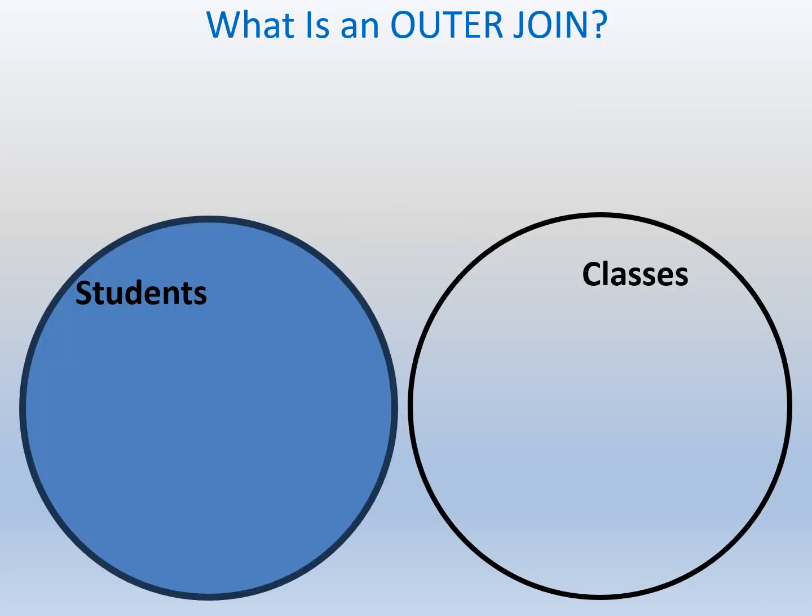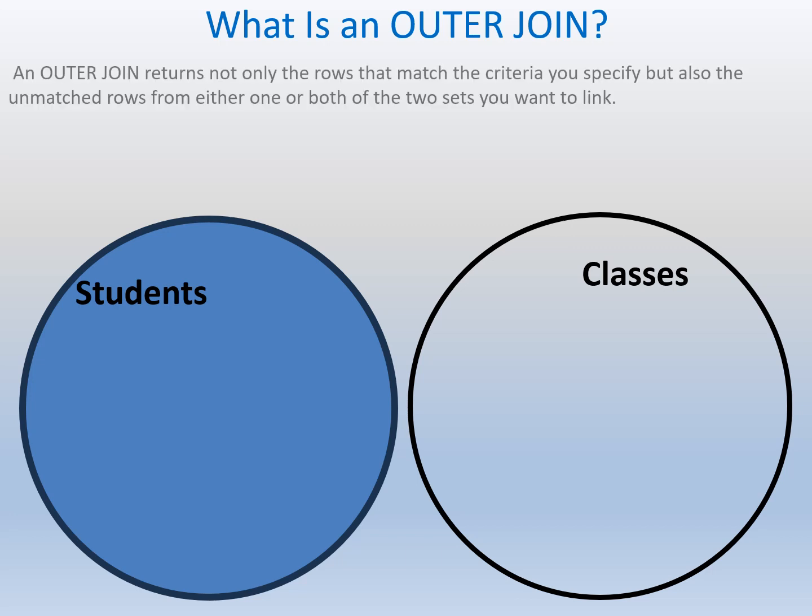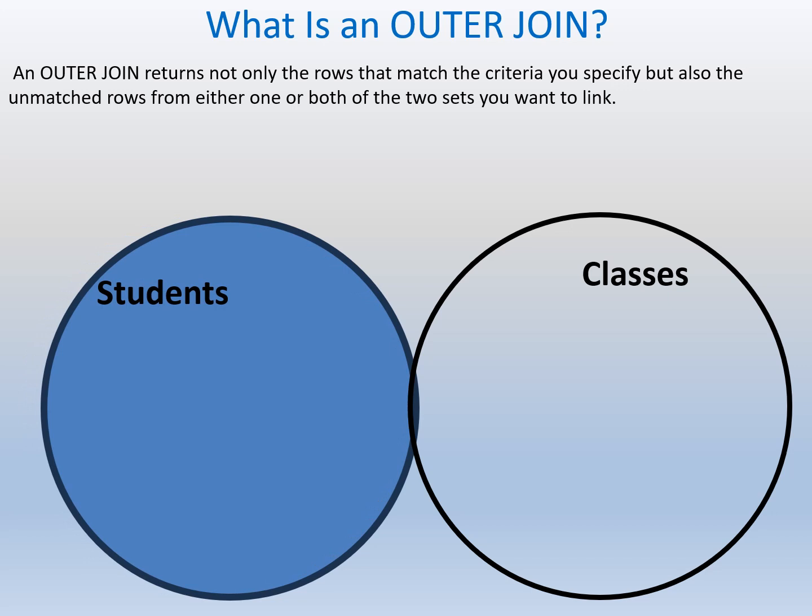An outer join returns not only the rows that match the criteria you specify in your query, but also the unmatched rows from either one or both of the two sets you want to link. In this example, we are linking two sets of data, and we will perform an outer join and return rows that match criteria and unmatched rows in the student set.